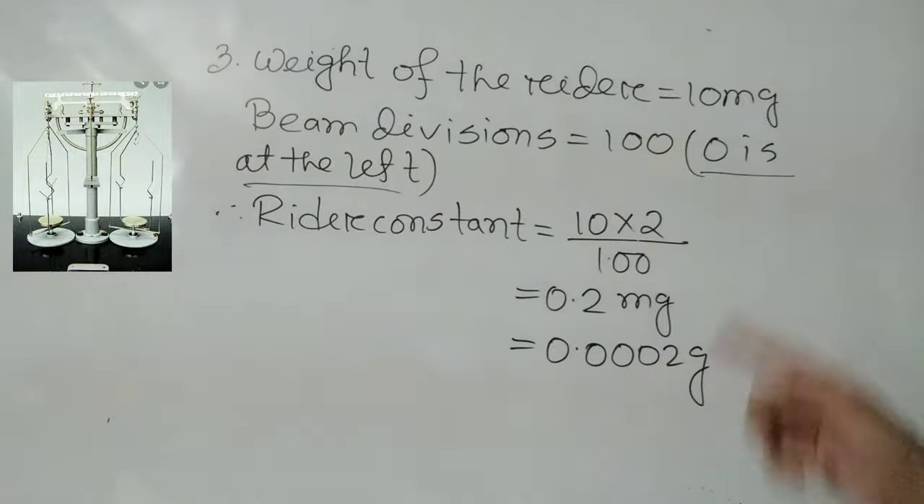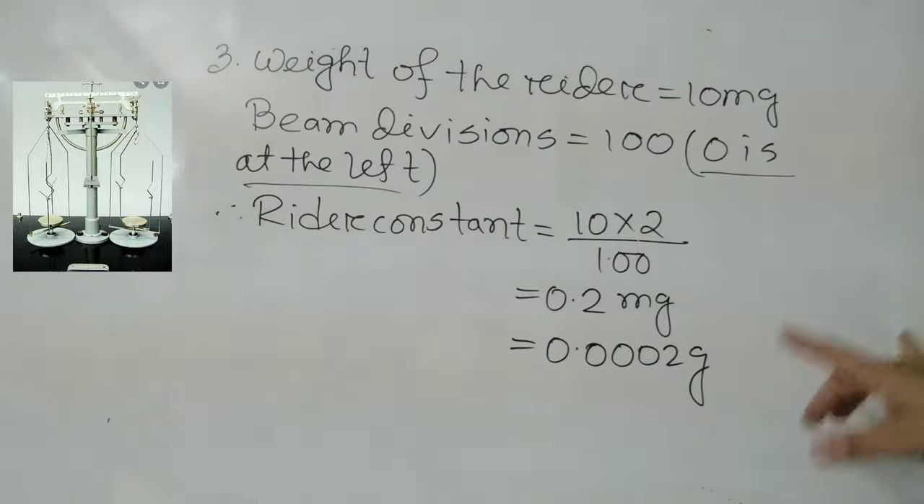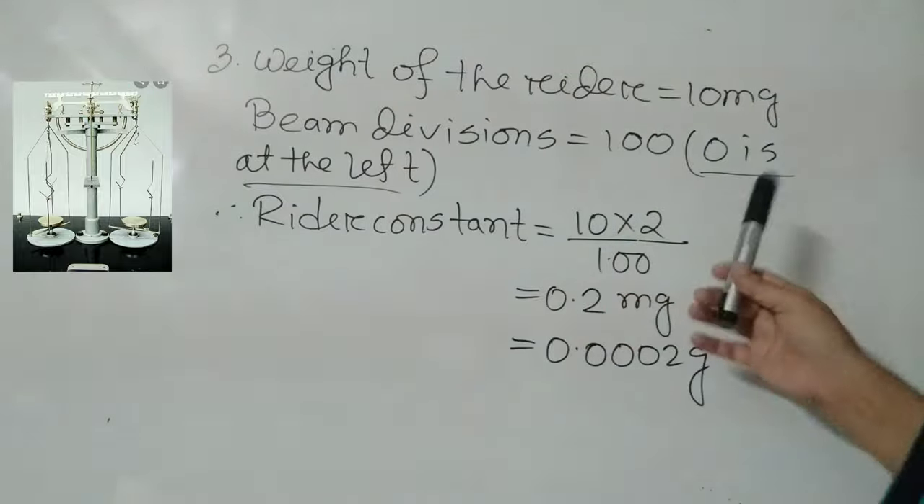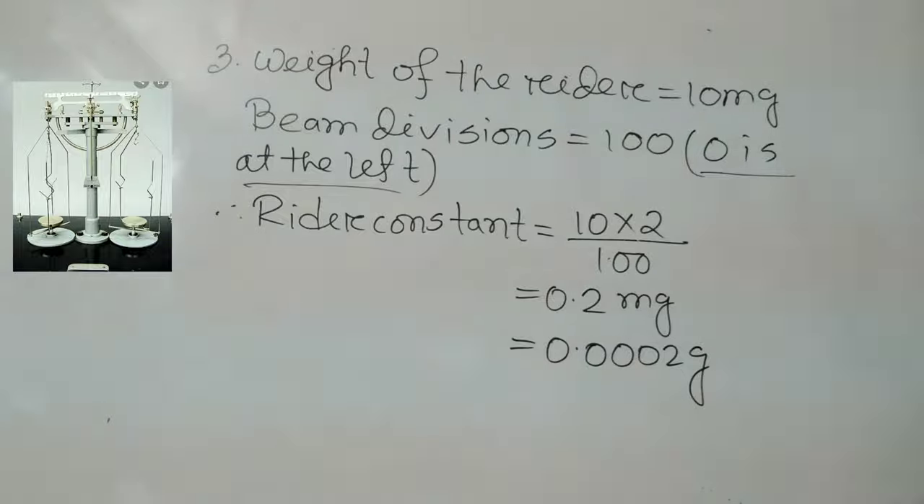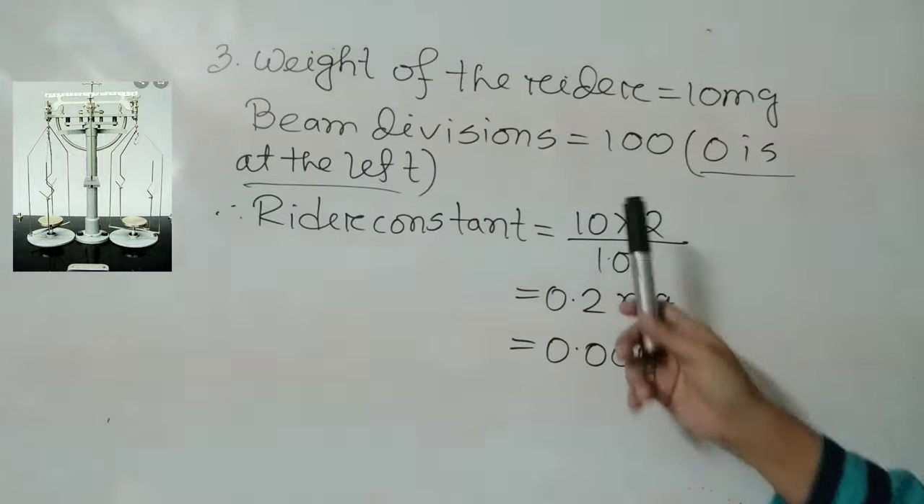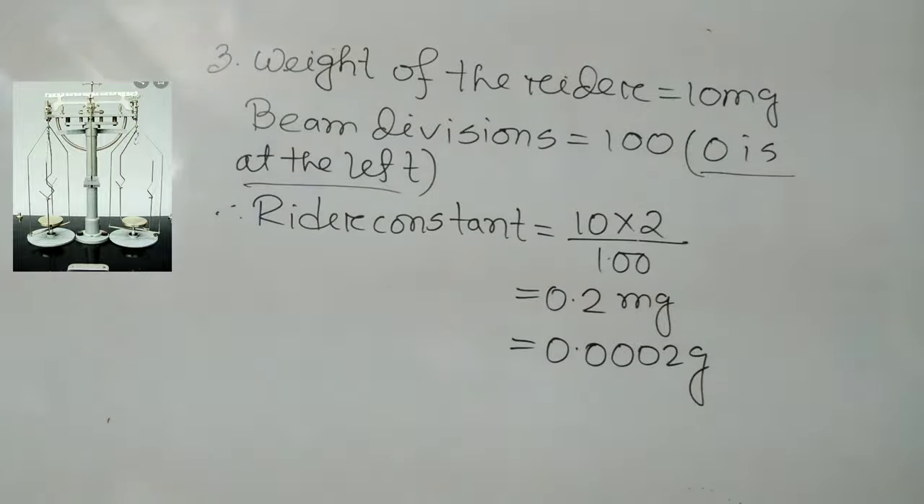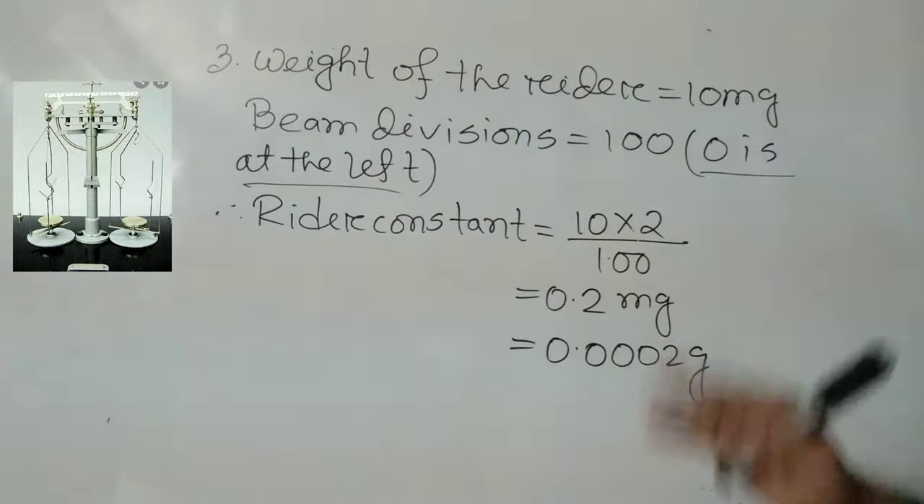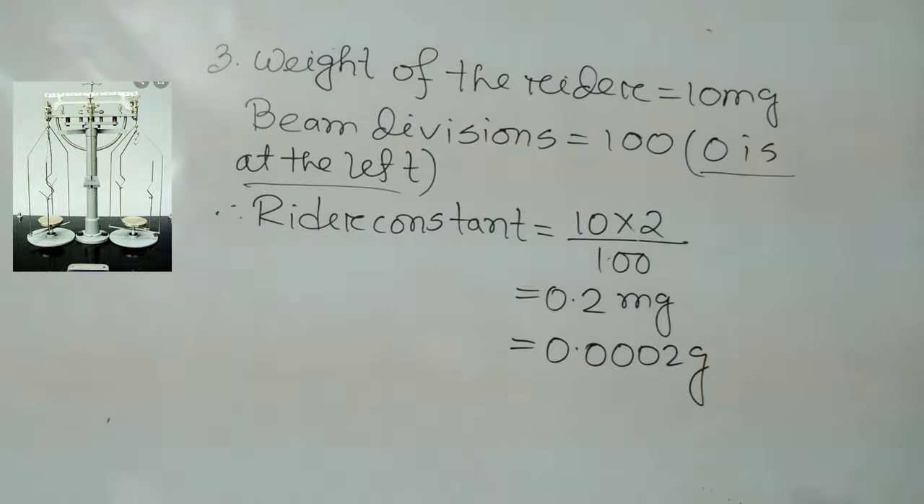Because in this case, moving one division to the right, the reduction of the weight on the left pan is equal to 2 divisions. That's why, to calculate the Rider constant in this case, we multiply 10 by 100 into 2. But in our previous case, we have seen that 0 is at the middle. In that case, to calculate the Rider constant, we should divide the weight of the Rider by the beam divisions. So students, note that if 0 is at the middle, then we divide the weight of the Rider by the beam divisions. But if 0 is at the left, then to calculate the Rider constant, we multiply the weight of the Rider divided by beam divisions by 2.